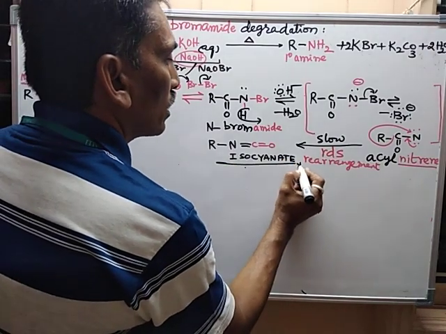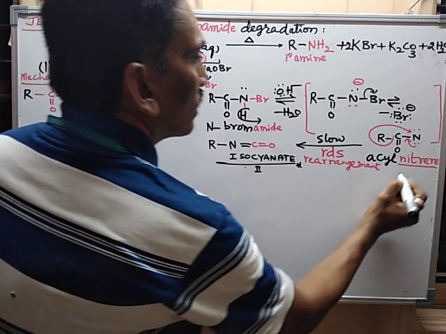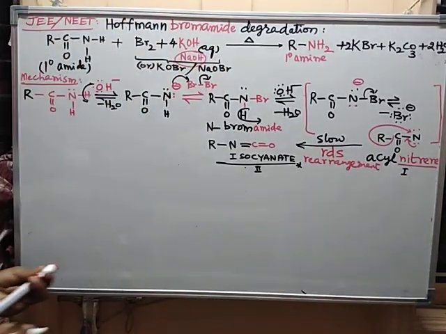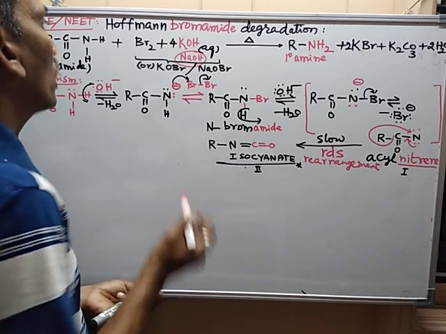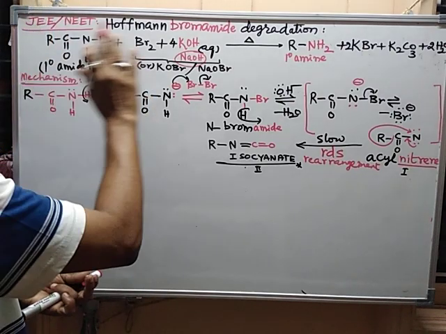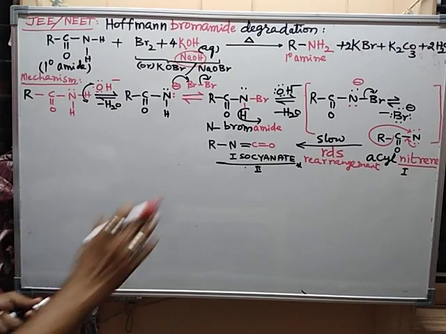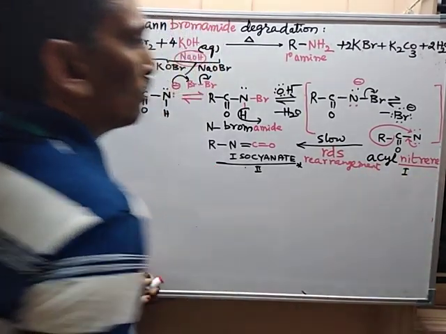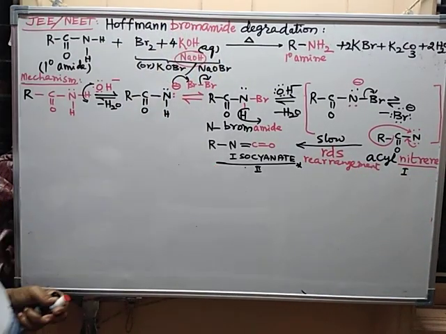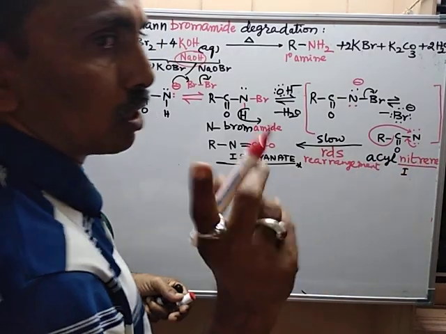This we have to concentrate as a second intermediate. This is the first intermediate. In this case some questions will be designed. What is the reactive intermediate formed during Hofmann bromamide degradation? Then your answer is isocyanate, the simple answer, or if it is not available in the options, another one is nitrene, an electron deficient electrophile like carbene.